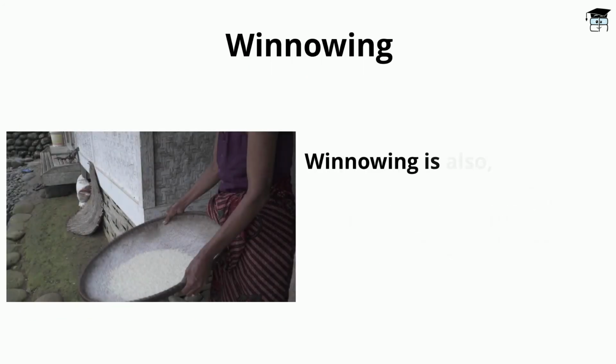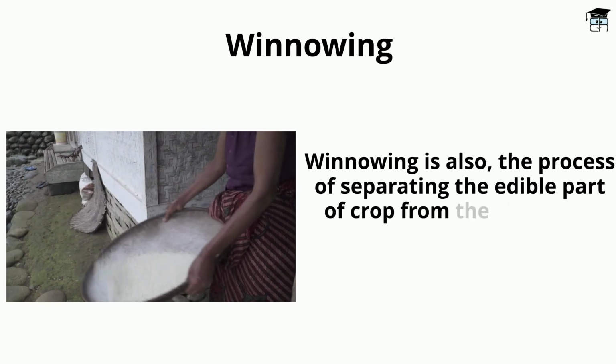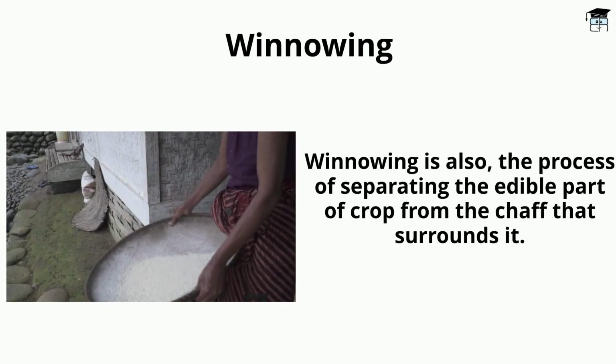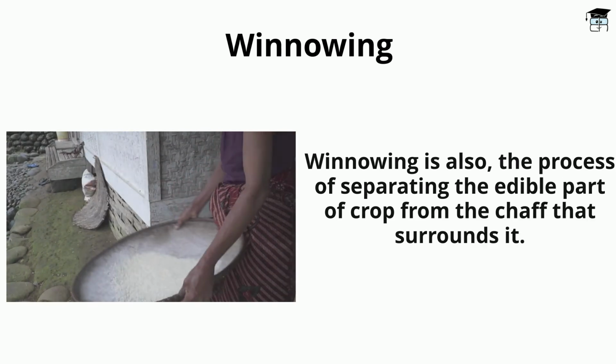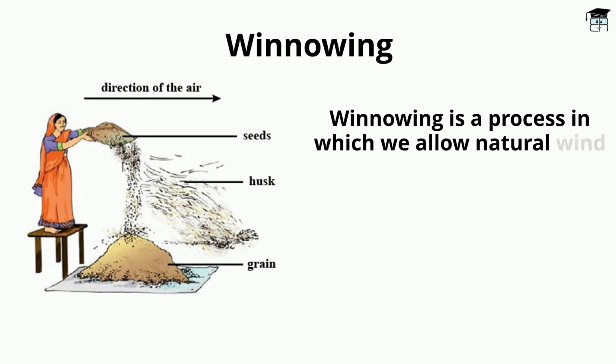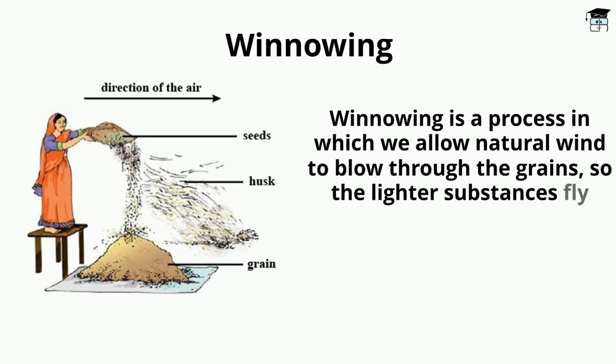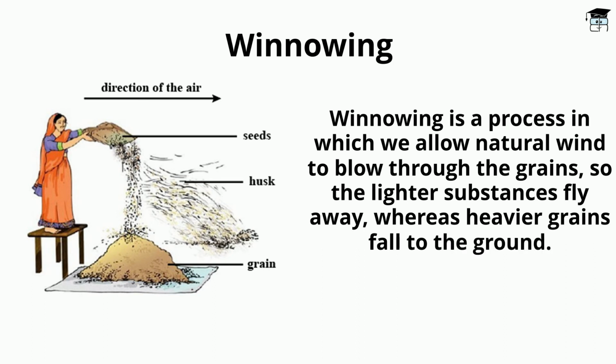Winnowing is also the process of separating the edible part of the crop from the chaff that surrounds it, which is not edible. Winnowing is a process in which we allow natural wind to blow through the grains so the lighter substances fly away, whereas the heavier grains fall to the ground.